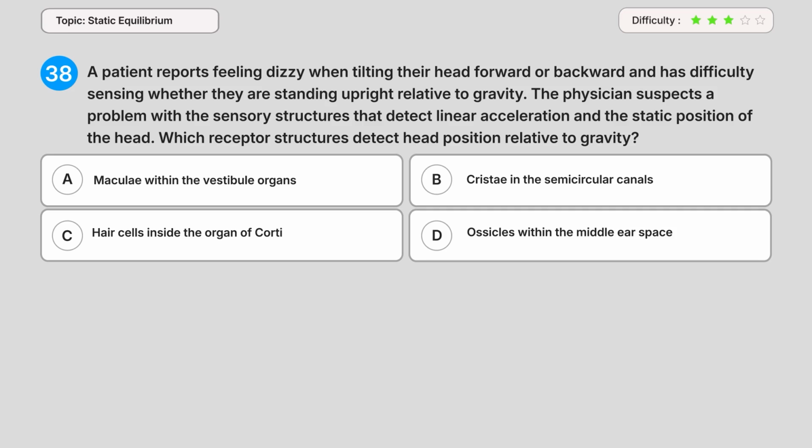A. Maculae within the vestibule organs. B. Cristae in the semicircular canals. C. Hair cells inside the organ of Corti. D. Ossicles within the middle ear space. Do you know the answer?